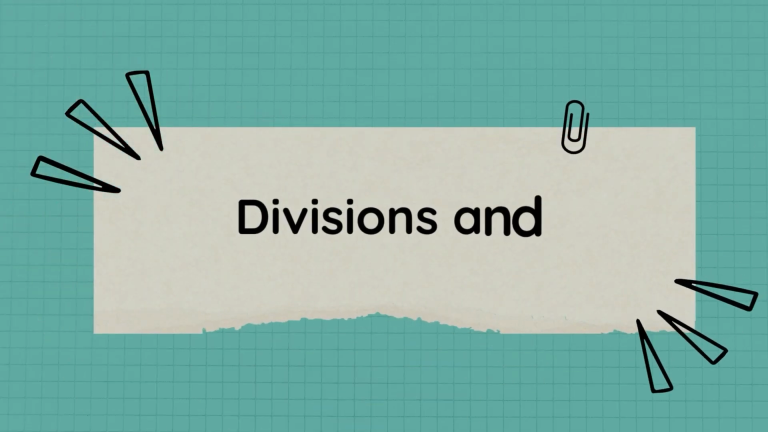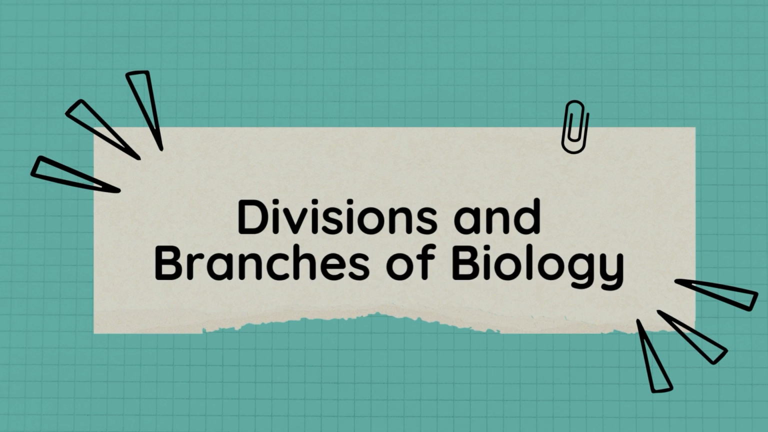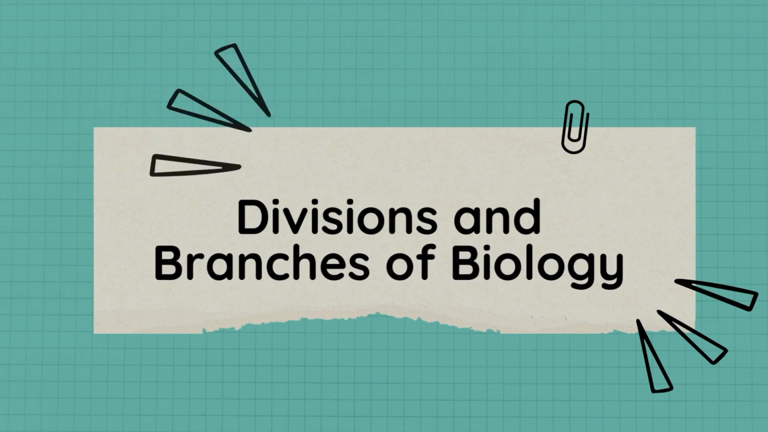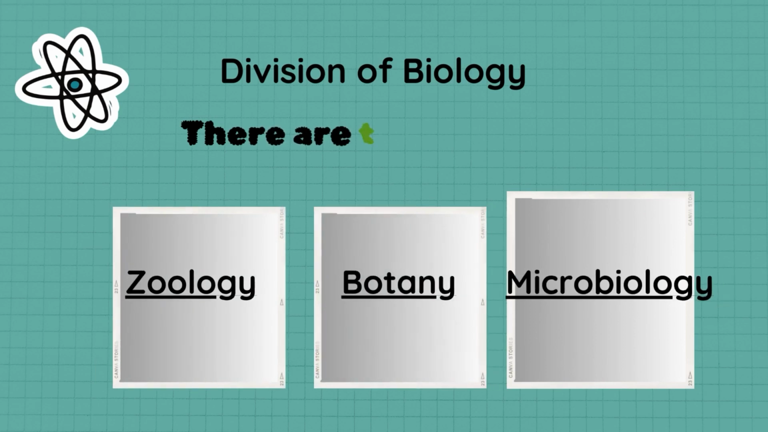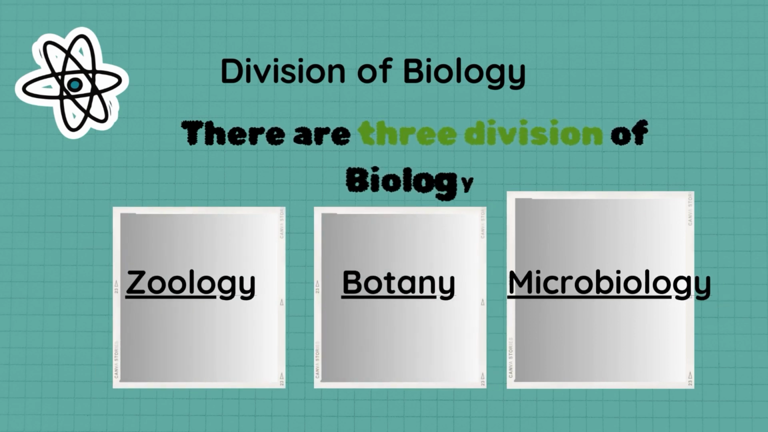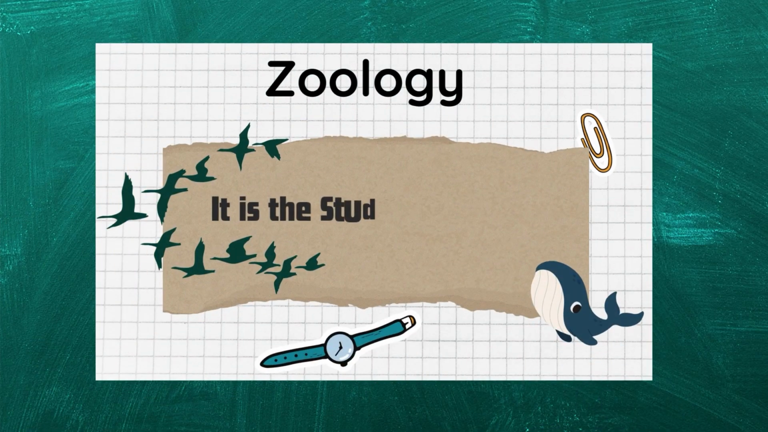Divisions and branches of biology. Division of biology. There are 3 divisions of biology. 1. Zoology. 2. Botany. 3. Microbiology. What is zoology? It is the study of animals.